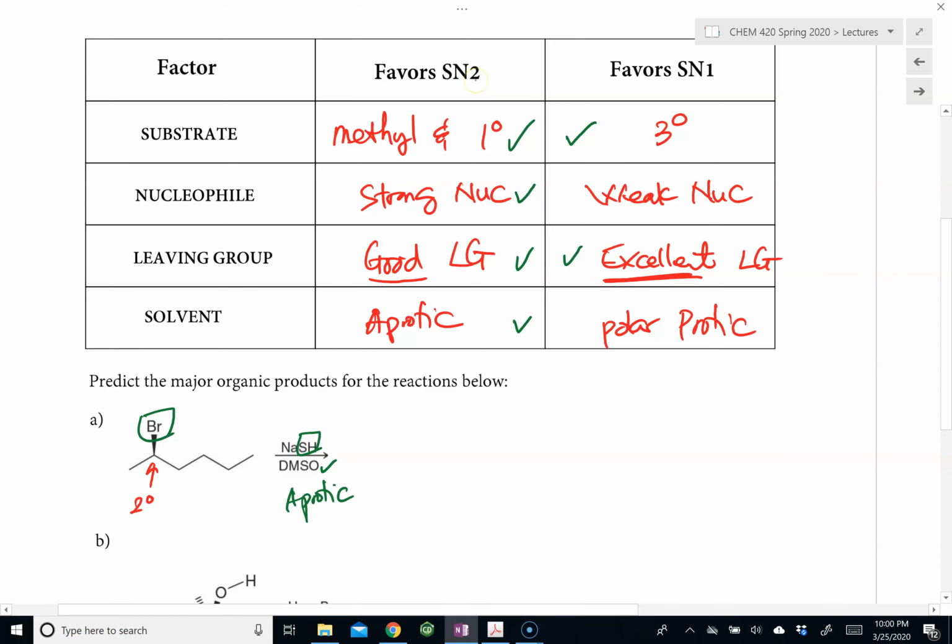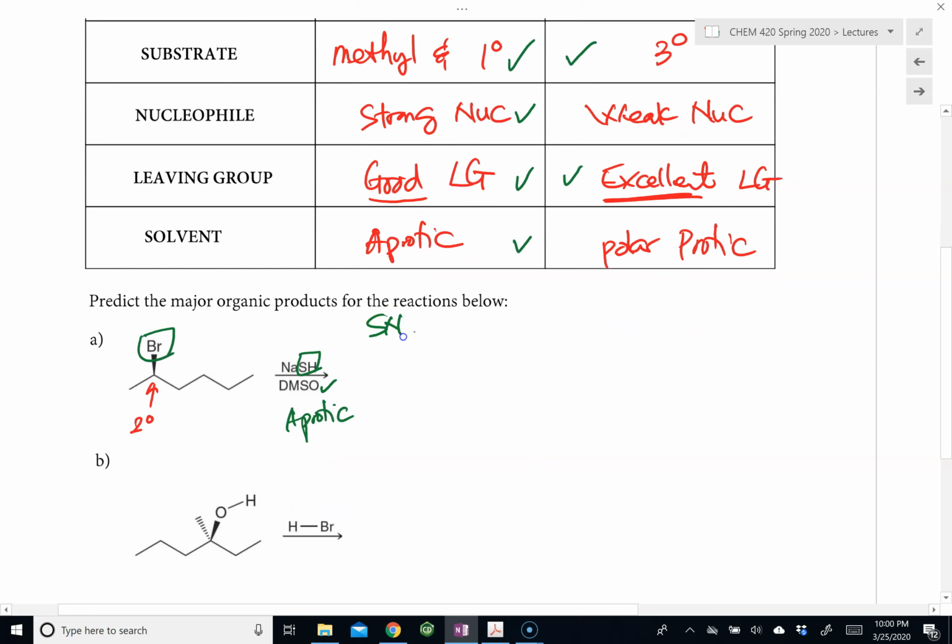So therefore, the major organic product would then be the SN2 product, or product of SN2 reaction. So SN2 mechanism will predominate. And in this case, to undergo SN2, the nucleophile will come in and attack this carbon from the opposite direction. The nucleophile will then be added to the opposite side of the leaving group, so basically on the back. And that will be the product of this reaction.